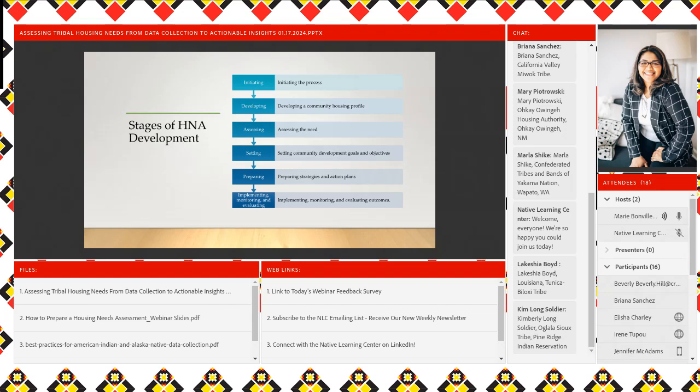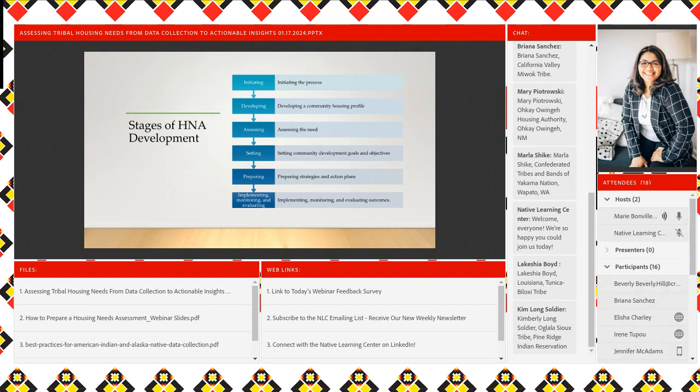Of course, then you're going to create a community housing profile. What is that? How does it work? What does it look like? We'll talk about it. We're also going to go into assessing the need and some of the best practices there. Your community development goals and objectives. Who would be a part of that? How would it look? Really, it's not one size fits all.